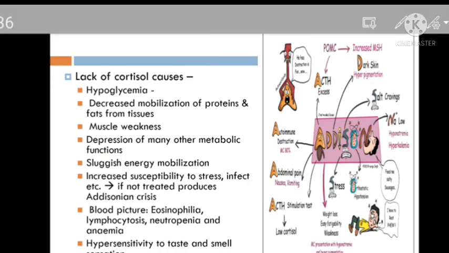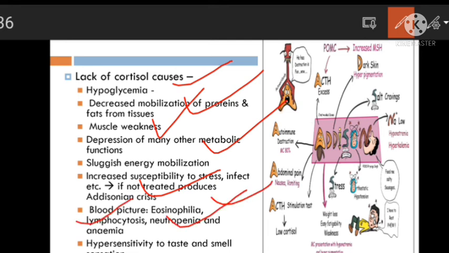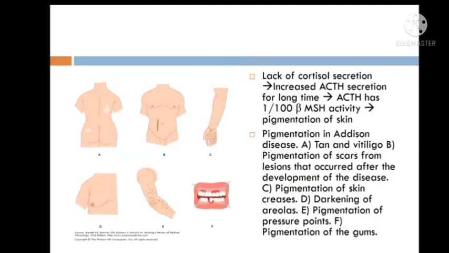Which are the clinical features? You can see here, blood sugar level decreases, hypoglycemia, decreased mobilization of proteins as well as fat, muscles become weak, depression of metabolic functions, energy mobilization is also reduced, susceptibility to stress as well as infection, and if the patient is not treated, he will go into Addisonian crisis, we will discuss. Blood picture: here there is eosinophilia, lymphocytosis, neutropenia and anemia. Along with that, the patient has hypersensitivity to taste and smell sensation and shows alpha activity in the EEG.